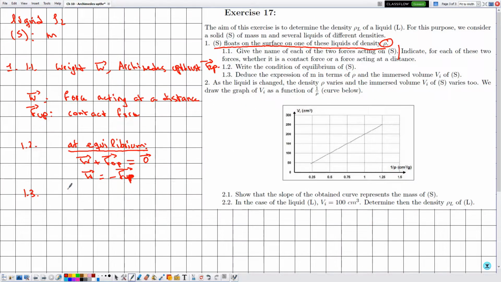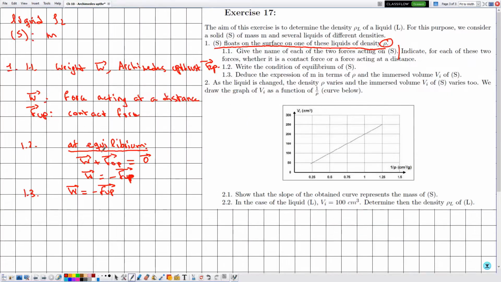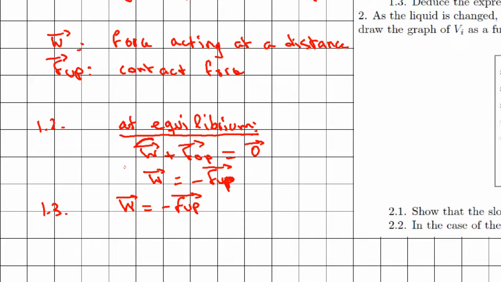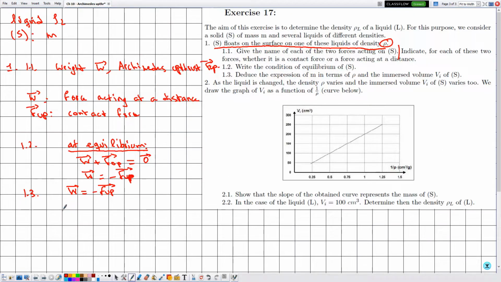The condition of equilibrium is given by W is equal to minus F upthrust. Now here, because M appears in the real weight, which is given by M multiplied by G, we are interested in the magnitude. And let me clarify also the following: what does this weight represent since we have a liquid? Does it represent the real weight or the apparent weight? For sure, because we are discussing forces, we are interested in the real weight and not the apparent weight. So we are interested in the magnitude. So let's say in magnitude.